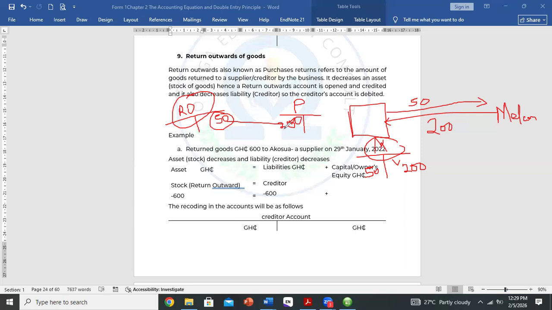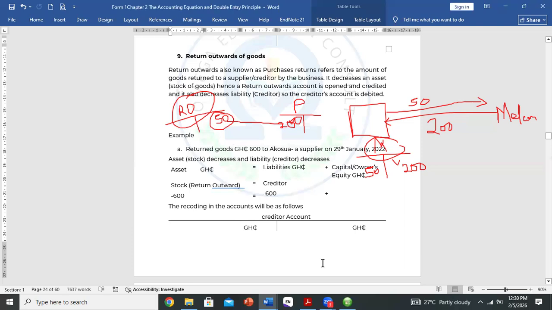Okay. So I believe you appreciate this. The last one is return inwards, which is the opposite of what I've done here. Right? So return inwards this time means that we are not dealing with a creditor. We are dealing with a debtor. So the debtor would return the goods back to the business.